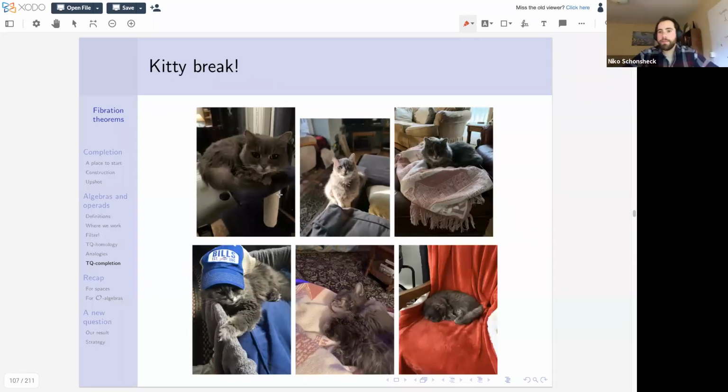It was a puppy break, so there has to be a corresponding kitty break. This is Smokey, and also another opportunity for any questions.